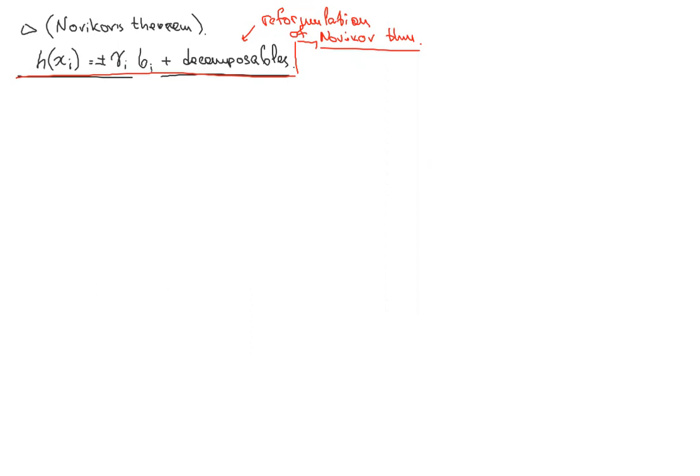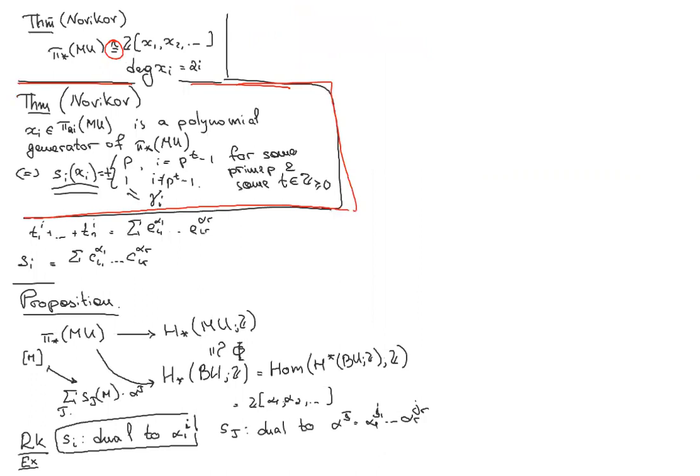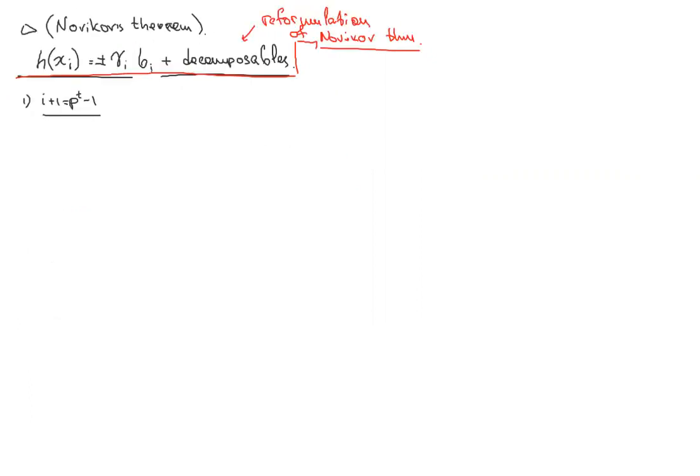Yeah, so we have two cases. First of all, let's consider the case where i plus 1 is p to the power t. Recall that in the assertion we have two cases: where i plus 1 is p to the power t, and the second one where it isn't. So let's consider first the case where it is, and then the case when it is not p to the power t.